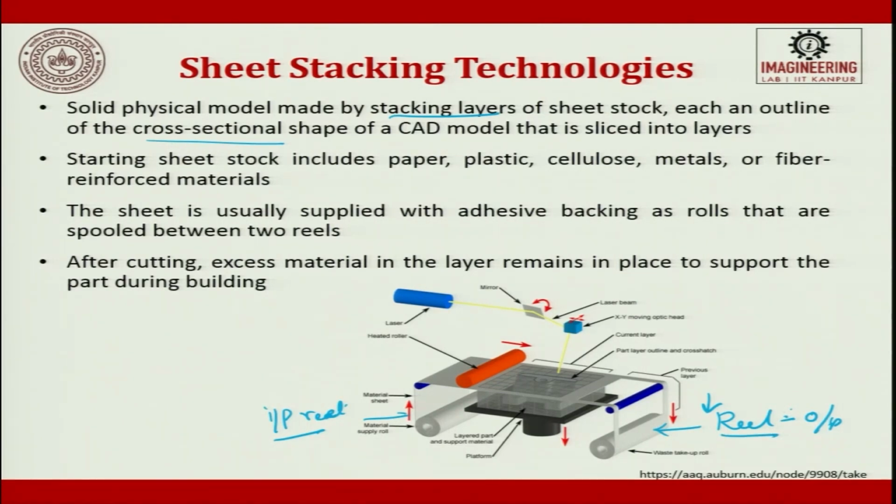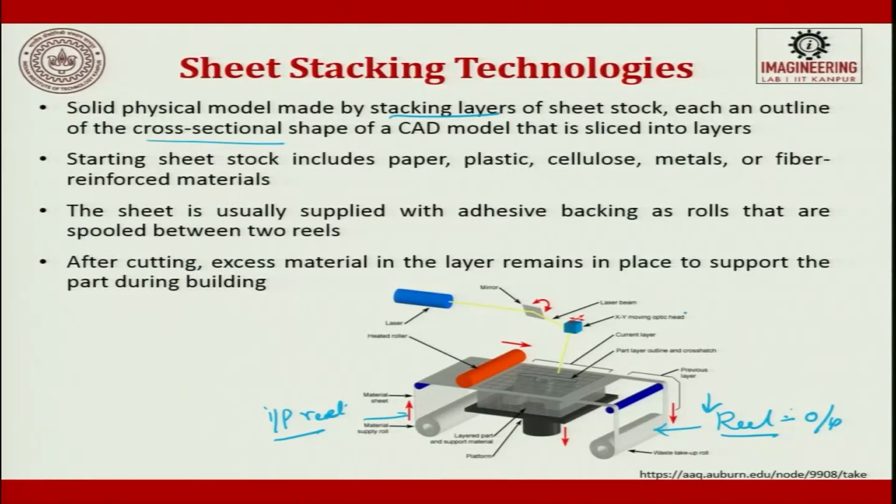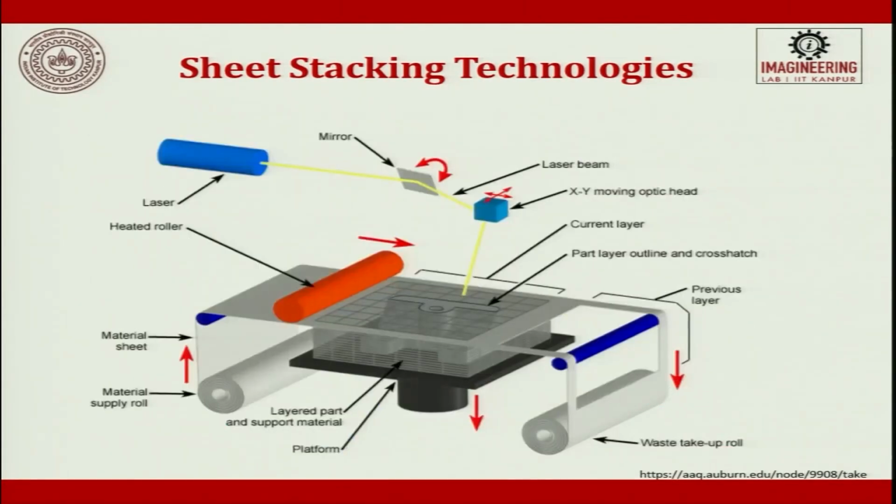When the layer is moved on top of the table, the roller, which is a heated roll, moves on top of this layer and makes it viscoelastic, such that when the next layer comes on top of it, it gets adhered, and we do the cutting. After cutting, excess material in the layer remains in place to support the part getting built. So, this is the sheet stacking technology, which was earlier popular, but now slowly it is getting phased out.